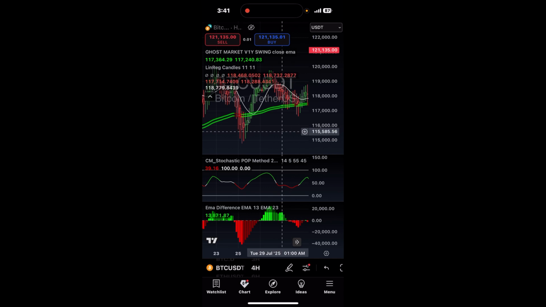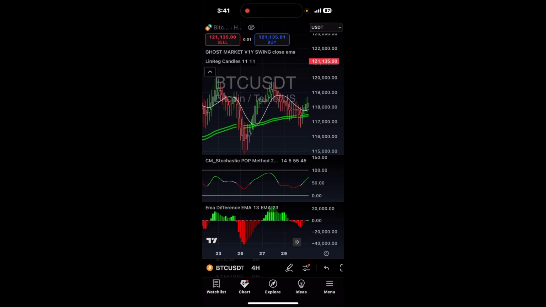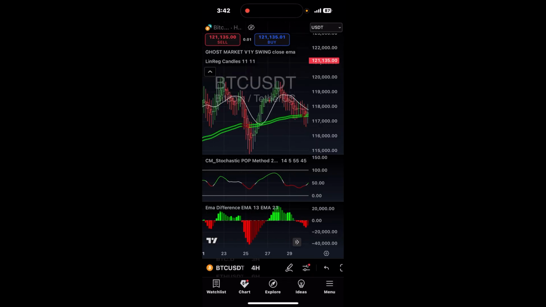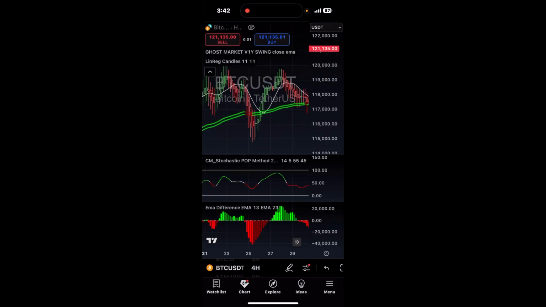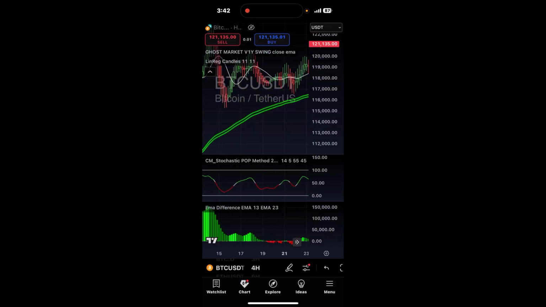Now for the CM stochastic, what you want to look for is the neutral zone. The CM stochastic needs to line up with what the linear regression plot line is doing. So you want to look for all your neutral zones. It usually goes from red, neutral, green, neutral, red. So you want to look for your neutral zones after it has gone down, and that's another confirmation. That's why we use the CM stochastic.